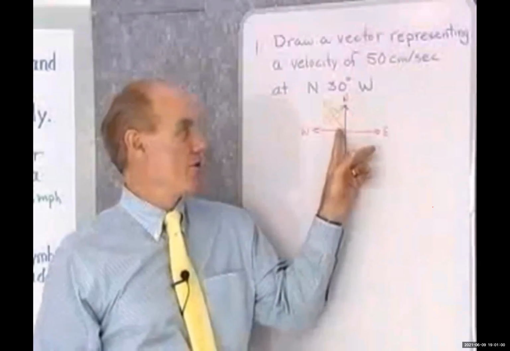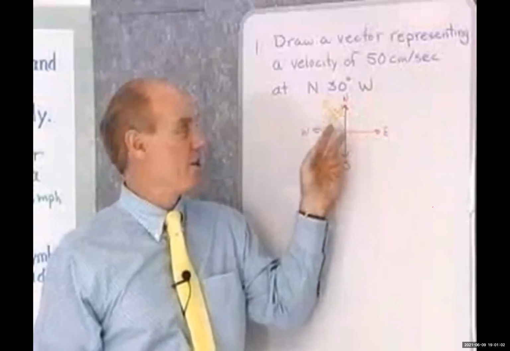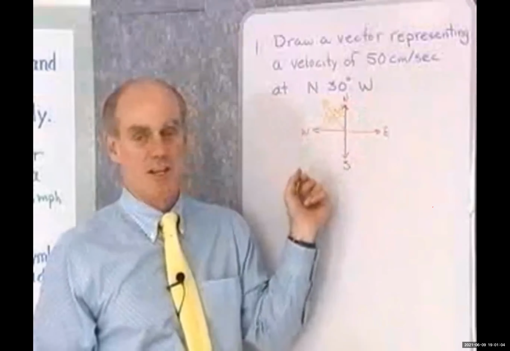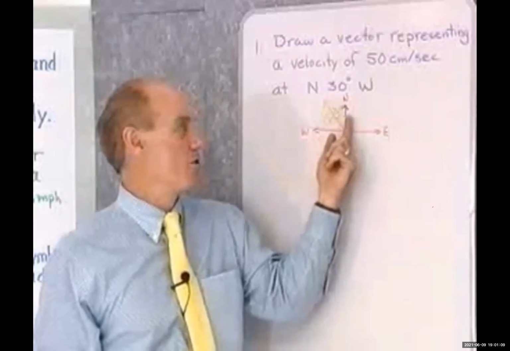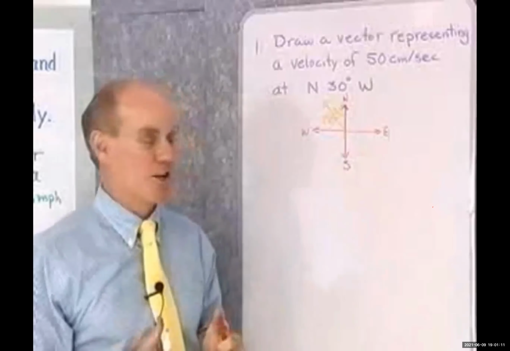So I'll draw the direction at north 30 degrees west, and I'll draw this vector right here and say that it has a length of 50. So the magnitude of the vector is 50 and its direction is north 30 degrees west. Let's look at our next problem.